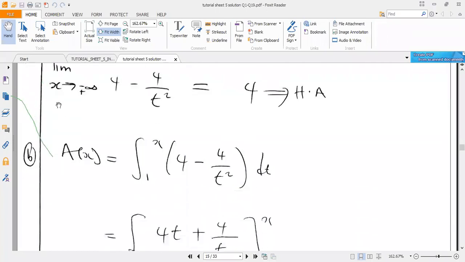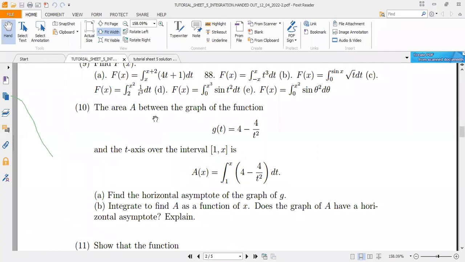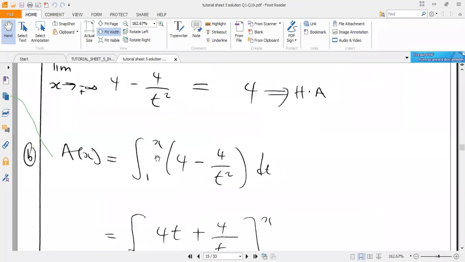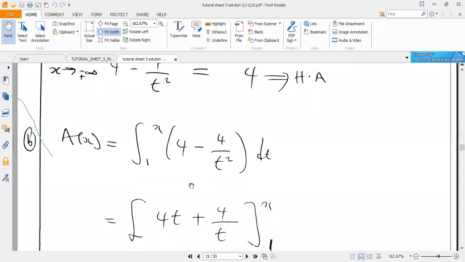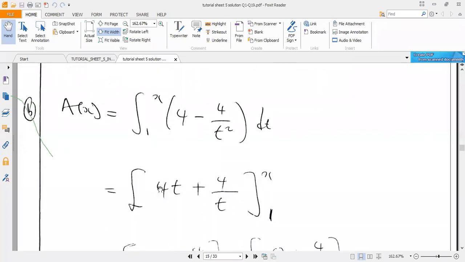So now the next one, part B, is telling us to integrate to find A as a function of x. So I'm going to integrate this here in order to find A as a function of x. You want to get rid of this t and make it a function of x rather than t. So when you integrate from 1 to x of 4 minus 4 over t squared dt, since 4 is a constant, you're going to have 4t.